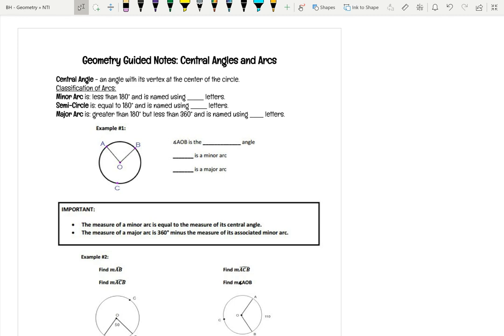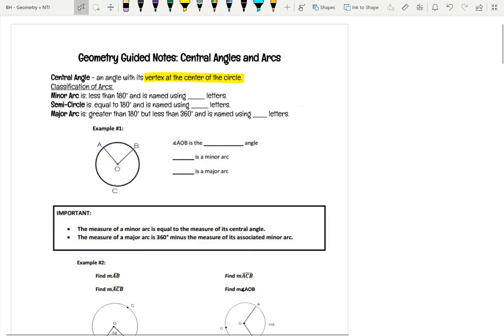We're going to start off reviewing what a central angle is. A central angle is an angle with its vertex at the center of the circle. We've dealt with central angles off and on pretty much all year long. A minor arc is less than 180 degrees. In a second I'll tell you how many letters you're going to use to name those. A semicircle is half of a circle, equal to 180, and a major arc is greater than 180 degrees. It's going to be less than 360 though, because it's a portion of the circle.